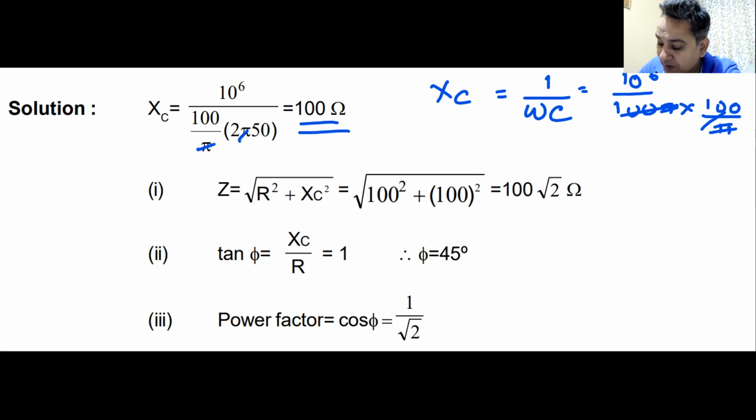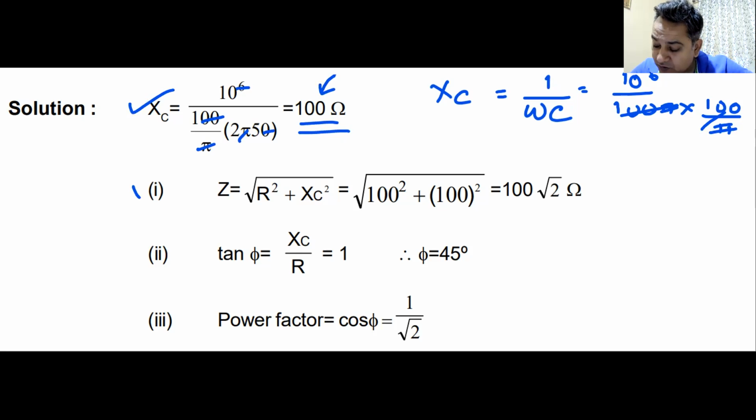This pi and this pi are getting cancelled. 3 zeros are getting cancelled. So it is 1000 divided by 10, which is 100. I hope everyone got this. If you got this, you have passed step number 1.